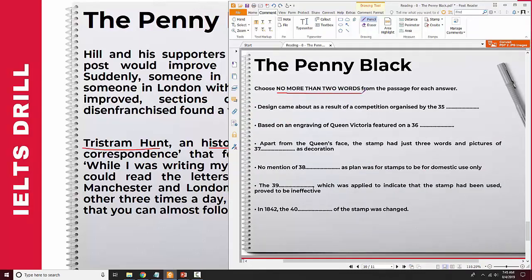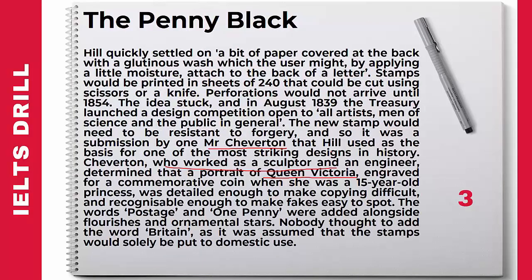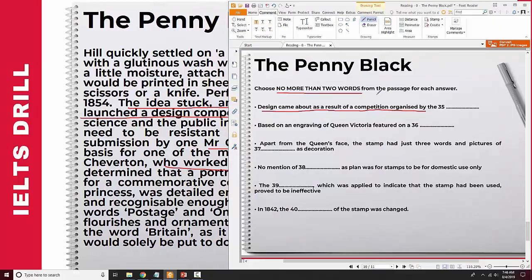Choose no more than two words from the passage. Okay. Design came about as a result of a competition organized by dash. Okay. So where is the design? We are talking about the design here. Okay, fine. The idea stuck, and in August 1839, the Treasury launched a design competition. Okay, so the answer here is Treasury. I'm just writing here in short, Treasury.